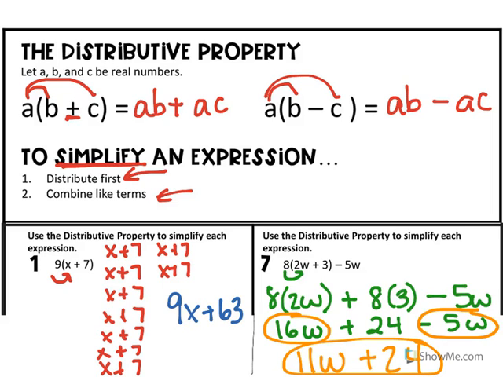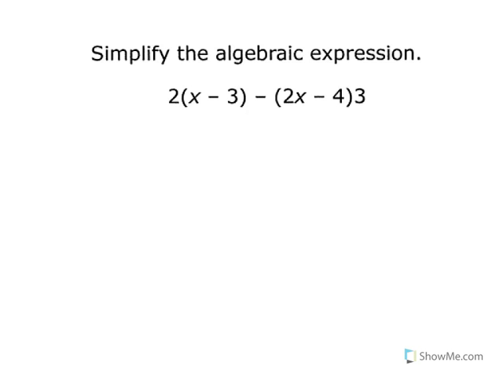Let's look at another example. Simplify that algebraic expression. So I'm going to multiply. 2 times x is 2x, minus 2 times 3, which is 6.